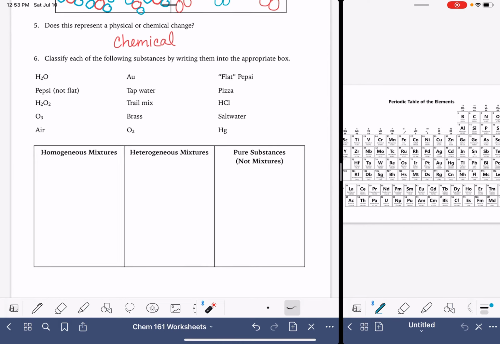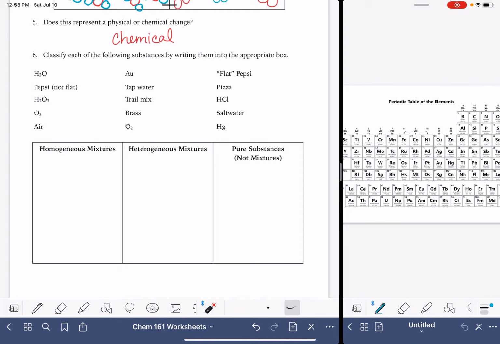The last problem that we have on here is to classify these substances based on whether they are homogeneous or heterogeneous mixtures or pure substances. I'm going to start with the pure substances. Pure substances are going to be things that are on the periodic table, which is why I have one handy. That's not the only definition, but we're just going to start with that, first criteria. So if you have something and you can find it on the periodic table, that means that you're looking at a pure substance. This is typically going to be things that are represented by their atomic symbol.